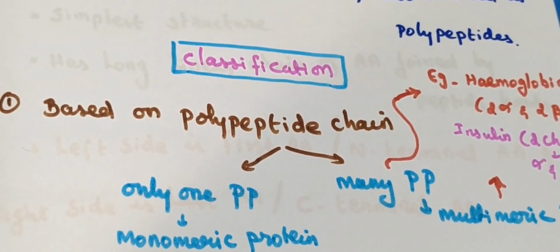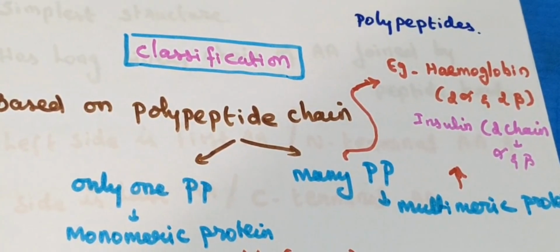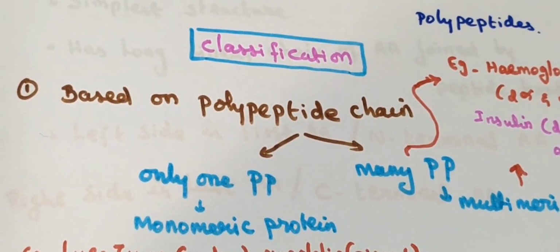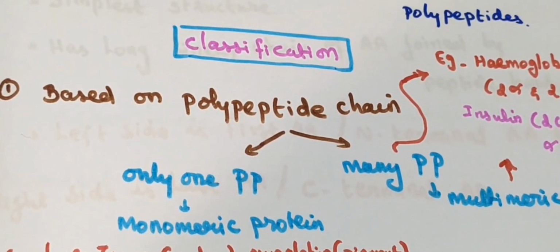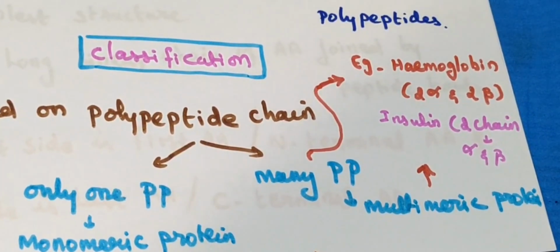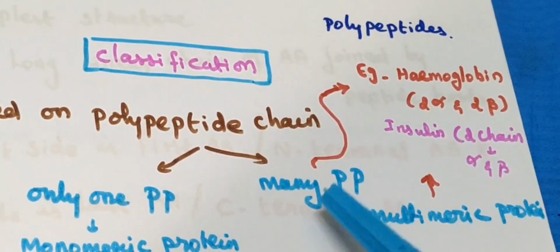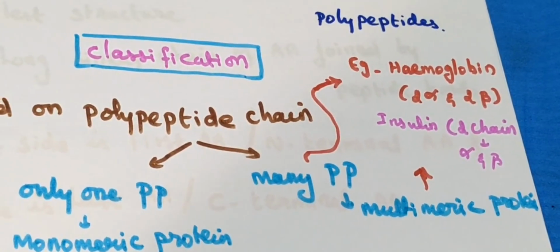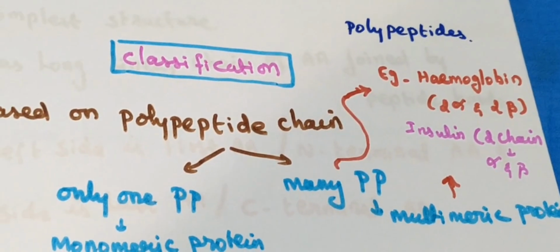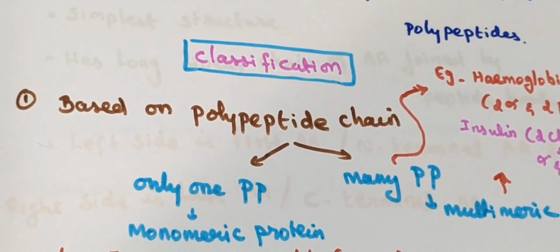Monomeric protein means only one polypeptide chain. Multimeric means many polypeptide chains. Example, lysozyme, which is present in our saliva. Myoglobin produces pigment in our body. For many polypeptide chains, hemoglobin has 2 alpha and 2 beta chains. Insulin has 2 chains, alpha and beta, or A and B chains. So that is the first classification, based on the polypeptide chain.